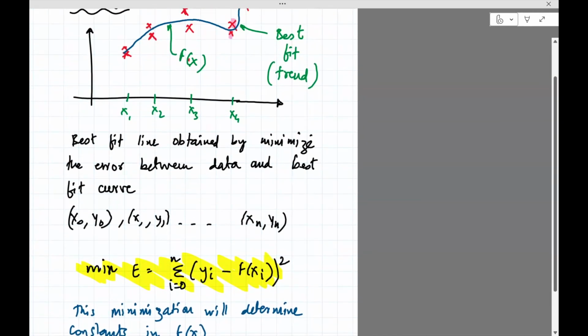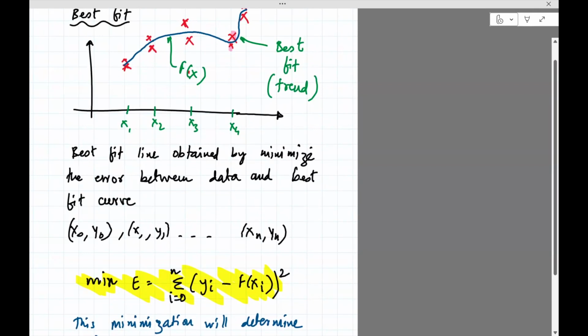Then because f of x is an approximation to the trend, it's shown at the blue line there, it's going to have an error compared to the red asterisk, which means that there would be an error. And if you minimize that error, then you've basically found a function f of x, which basically sort of explains the trend. Okay, so that's the bigger picture.